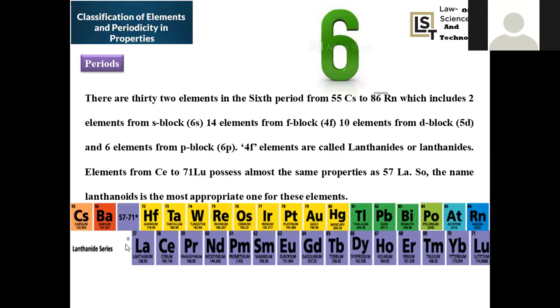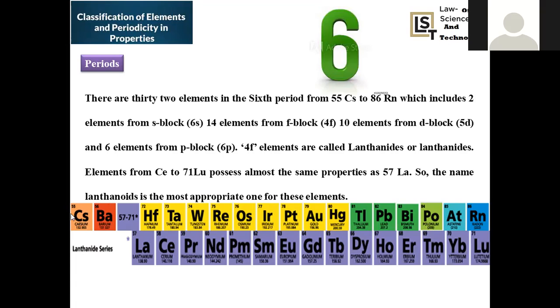These are the elements which are part of the lanthanide series, called f block elements, followed by thallium, lead, bismuth. Lead is called plumbum; in scientific terms, Pb, plumbum. Thallium, lead, bismuth, polonium, astatine, radon. These are the elements which are part of the p block.